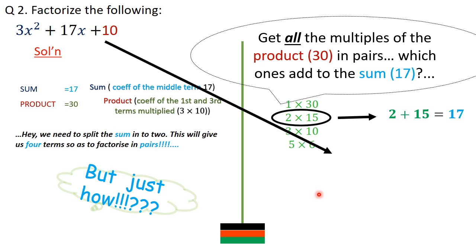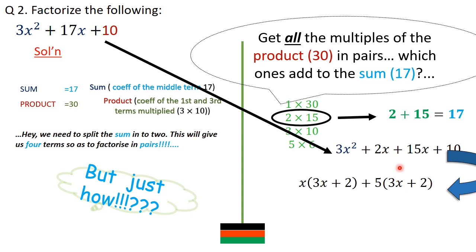Now, having done that, therefore, this expression can be rewritten with the 3x squared still remaining, the 10 remaining, but 17x is replaced by 2x and 15x. And there we have it. 3x squared plus 2x plus 15x plus 10. 2x plus 15x is 17x. Therefore, we haven't changed it. Only that we have a chance now to factorize in pairs, since we have 4 terms.